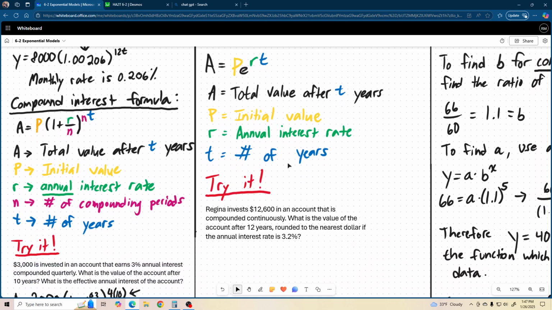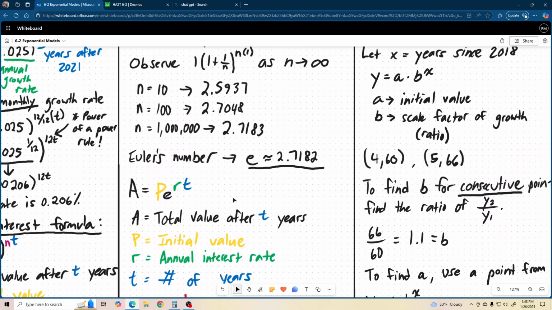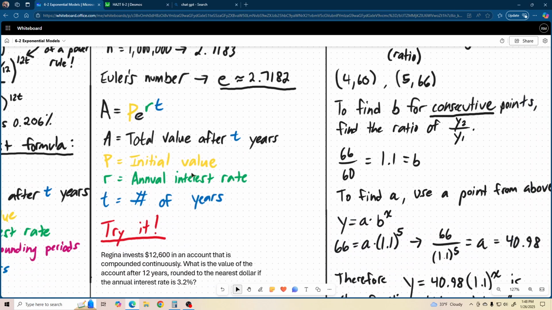All right. So A equals P E to the power RT. We call this PERT, right? You'll hear people say that. So A is the total value after t years. That's not changing, right? A is our total amount that we're going to have. P is our initial value, exactly the same. R is our annual interest rate, which is exactly the same as it was before. And T is the number of years, right? So it's actually easier because we have a consistent amount of growth. The formula is actually a little bit easier to use. So we're going to use this, A equals PERT.